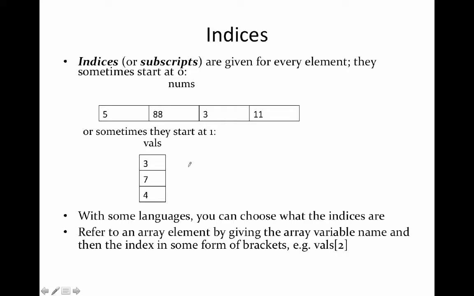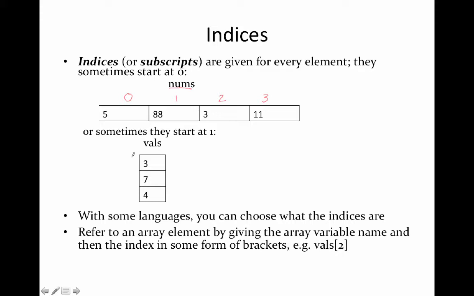Now, in order to refer to different parts of the array, we have to have what are called indices or subscripts for every element in the array. Now it depends on the language. Sometimes the indices start at 0. So if this is an array variable called nums and the array indices start at 0, then this is 0, 1, 2, and 3. So those are the indices or the subscripts.